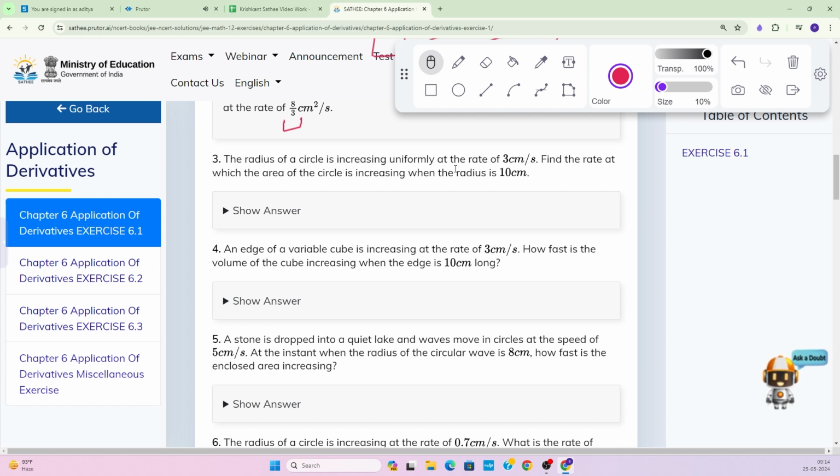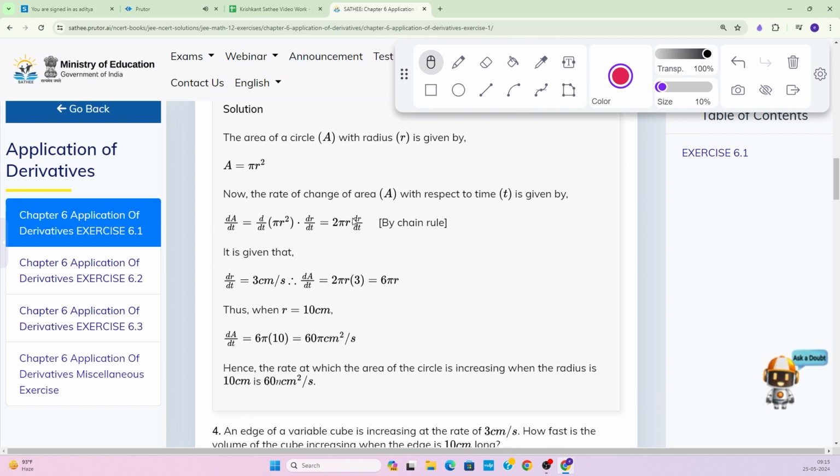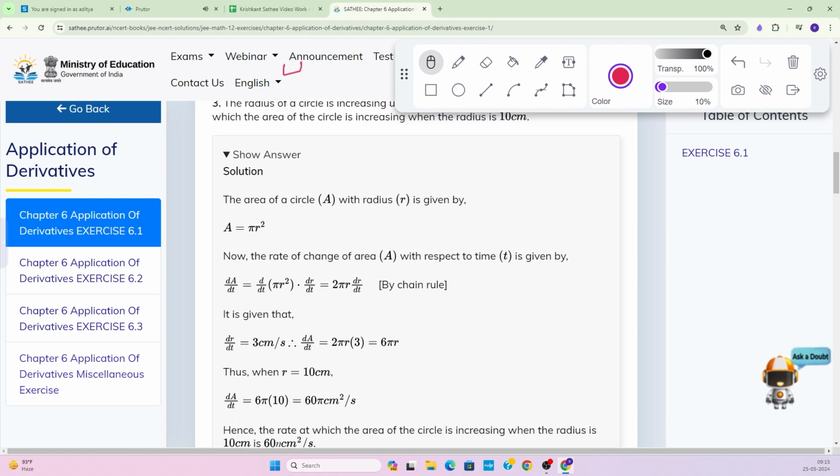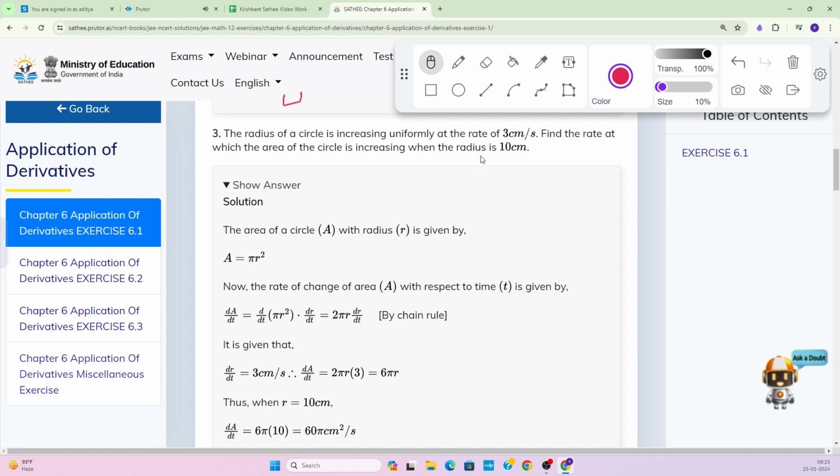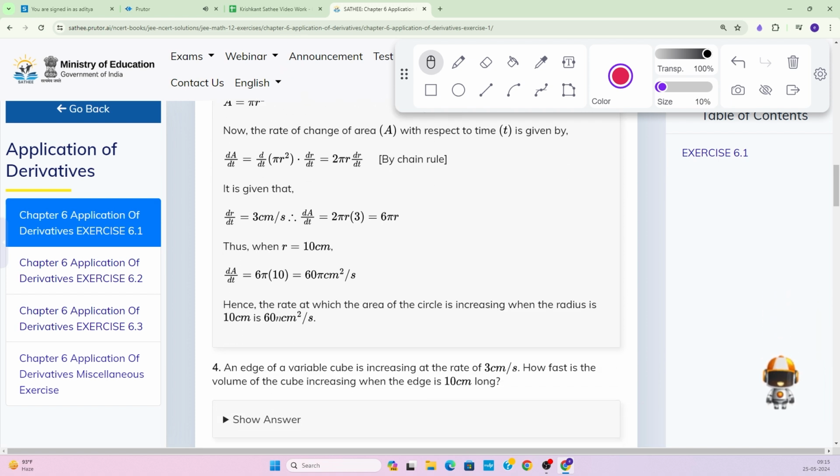Now you have to find the rate of change of area with respect to time when the radius is 10 centimeter, so dA by dt. You know area is pi r square, so dA by dt will be 2 pi r multiplied with dr by dt. dr by dt is 3, so it will become 6 pi r. And now, when the radius is 10, it will be 60 pi.